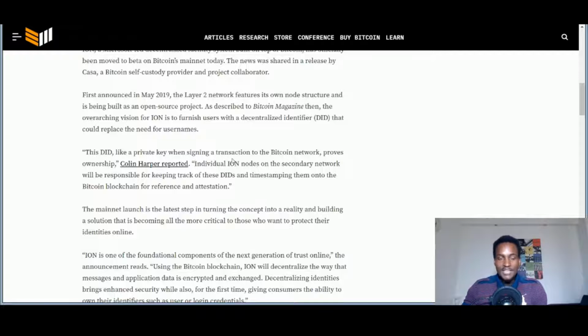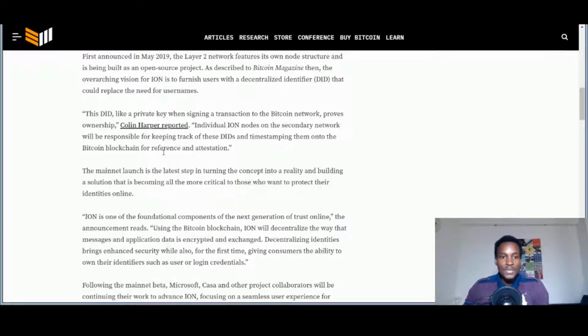First announced in May 2019, the Layer 2 network features its own node structure and is being built as an open source project. That's the other amazing thing, as described to Bitcoin Magazine then. The overarching vision for ION is to furnish users with a decentralized identity, a DID, that could replace the need for usernames. This decentralized identifier is like a private key when signing a transaction to the Bitcoin network: it proves ownership. Colin Harper reported that individual ION nodes on the secondary network will be responsible for keeping track of these decentralized identities and timestamping them onto the Bitcoin blockchain for referencing and attestation.